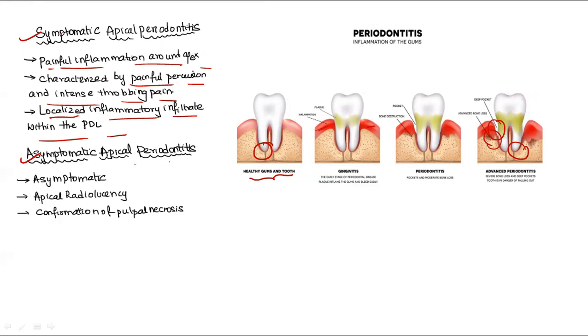Whereas in asymptomatic apical periodontitis, the pulp is completely necrosed. So you can see pulp necrosis. There will be an apical radiolucency in the radiograph and it is completely asymptomatic. Okay.